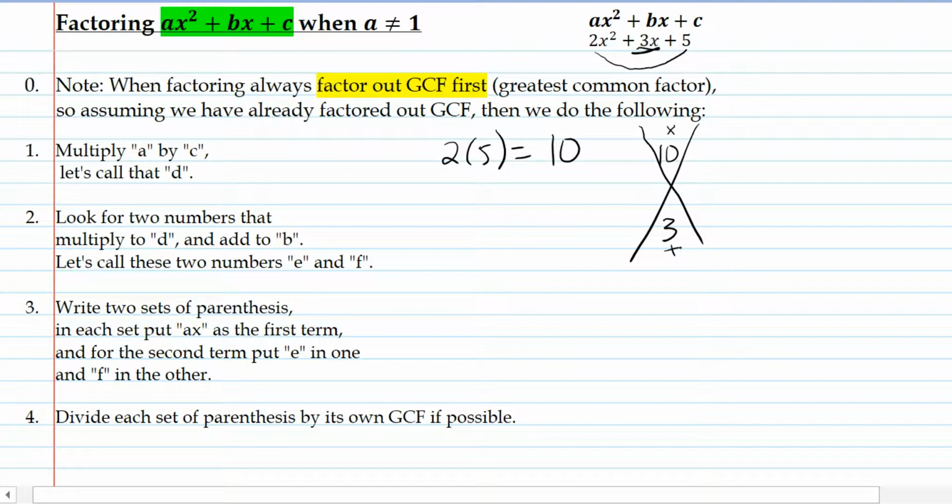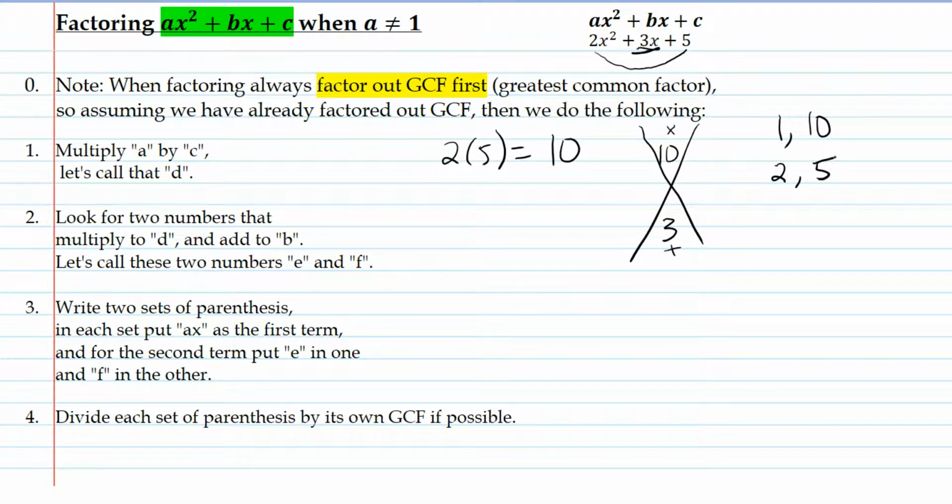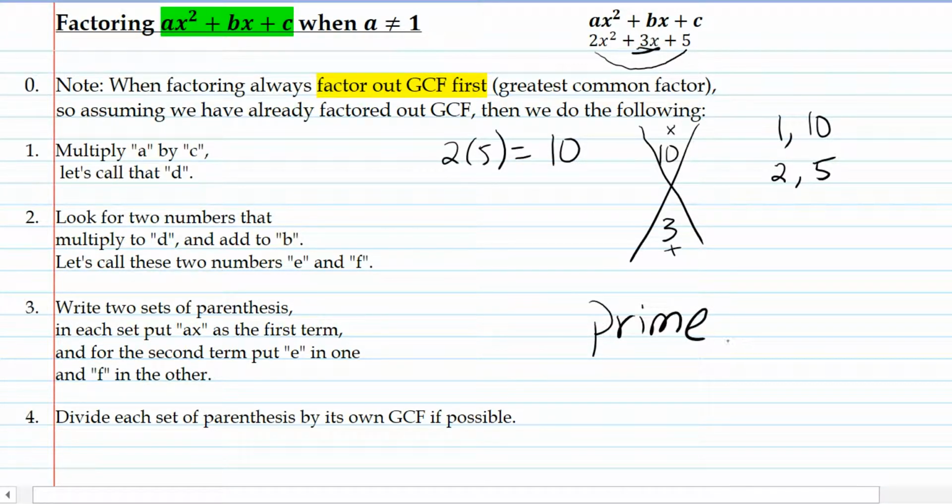We need 2 numbers that multiply to 10 and add to 3. Now let's see, are there such 2 numbers? The integers that multiply to 10 are 1 and 10, and 2 and 5. Neither of those add up to 3. So since there are no 2 numbers, that means this quadratic is not factorable, which, as I said before, we call prime.